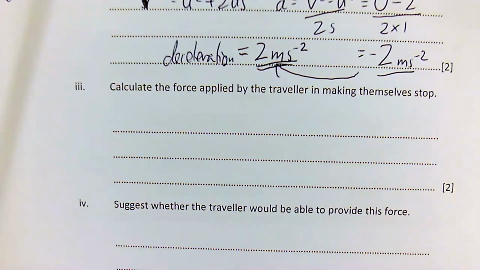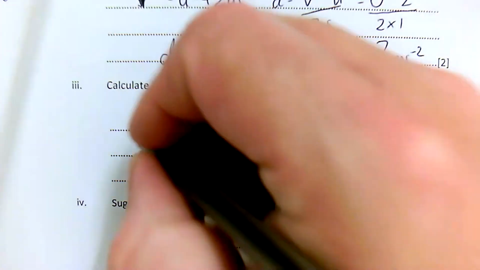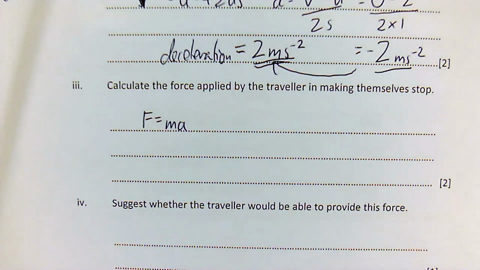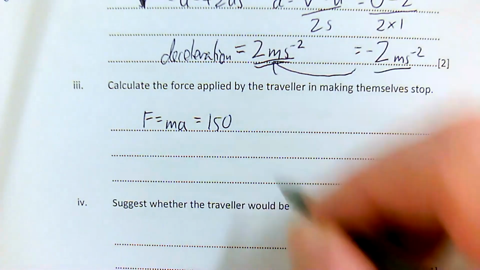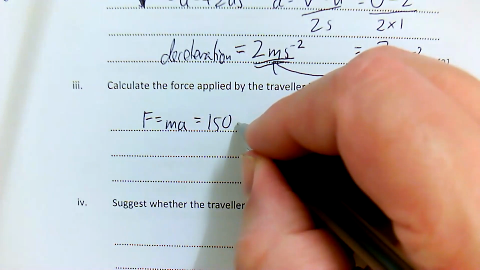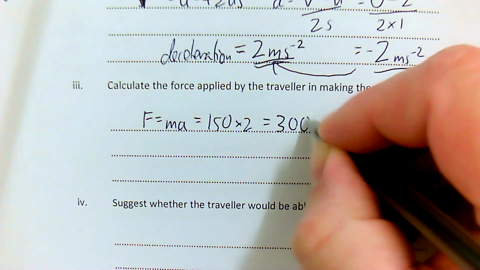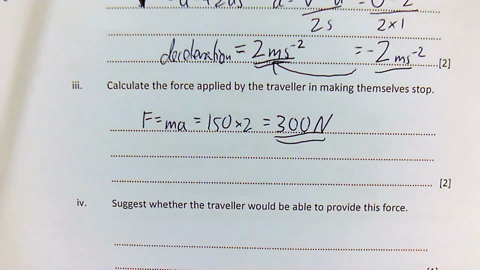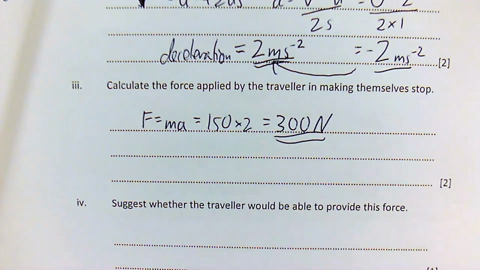You then calculate the force applied by the traveller in making themselves stop. There are a couple of different ways of doing it. Probably the easiest way is to use F equals ma, Newton's second law of motion. So the mass of the traveller in the table, it was 150 kilograms, multiplied by the deceleration, which is 2, makes 300 newtons. So that's your answer. It's 1 mark for using F equals ma, 1 mark for the correct answer.